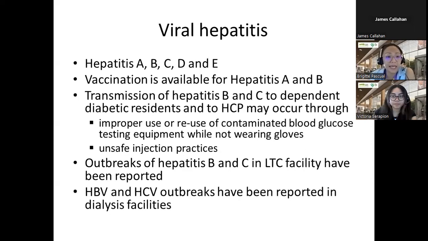Viral hepatitis. Hepatitis is a blood-borne pathogen. There are 5 types of hepatitis: A, B, C, D, and E. Vaccination is available for hepatitis A and B. Transmission of hepatitis B and C from dependent diabetic residents to healthcare personnel may occur through improper use or reuse of contaminated blood glucose testing equipment while not wearing gloves, or unsafe injection practices.